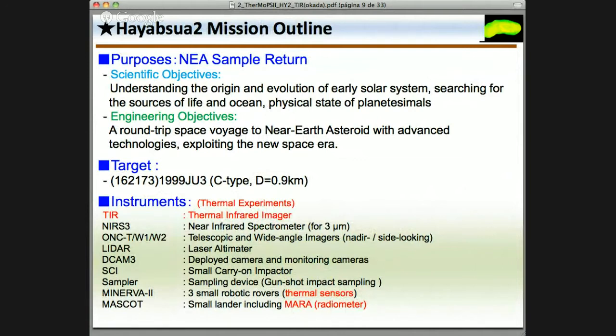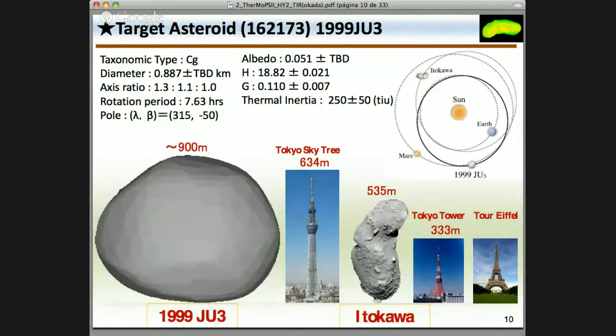1999 JU3. It is a bit larger than Itokawa, and its shape is rounded, so it is very difficult to determine the pole axis. Currently we don't know the pole axis, but the latest report says the pole is rather inclined and retrograde. The thermal inertia is estimated at about 250 or something like that. So it is considered not to be a fine regolith surface, but pebbles or something like that.